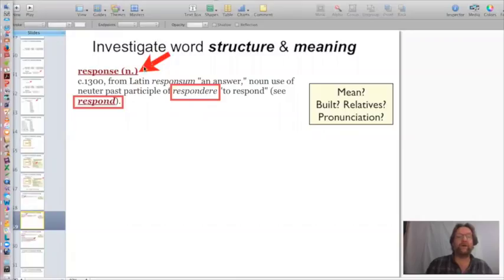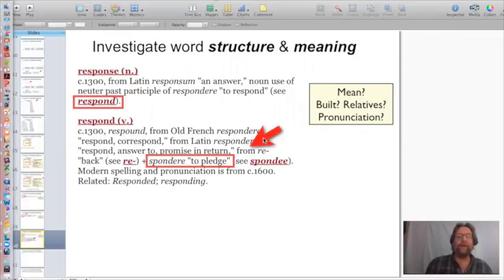Okay, so I see respond, and I click there to see what I get. And when I get here, again, we have circa 1300, from Old French respondere, to respond, correspond. From Latin respondere, respond, answer, to promise in return. From the RE, giving the sense of back. I could look at the etymology of that prefix if I wanted. And spondere, to pledge. Now, we could see spondee to get more etymological information, which would be an important thing to do, but for the moment, I'm going to pause there.